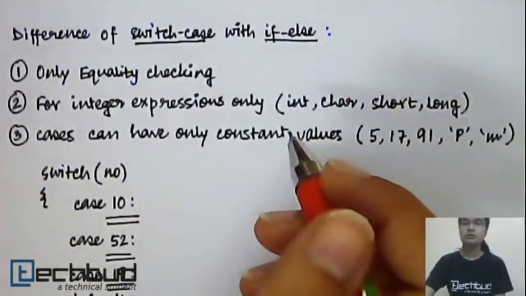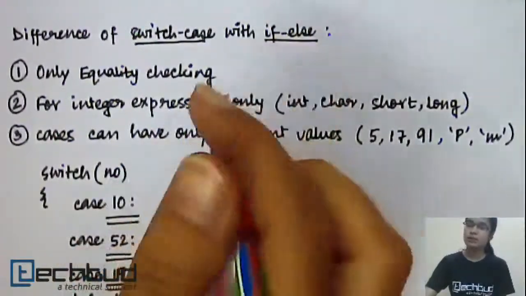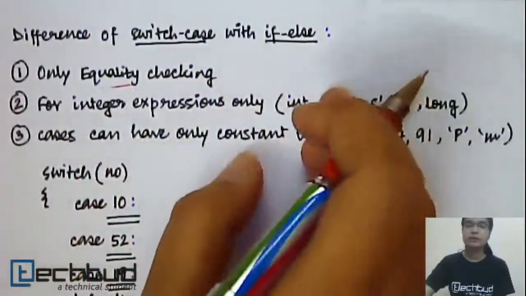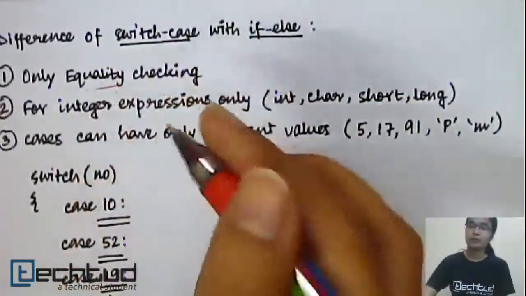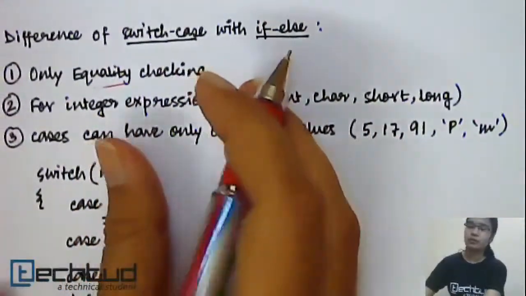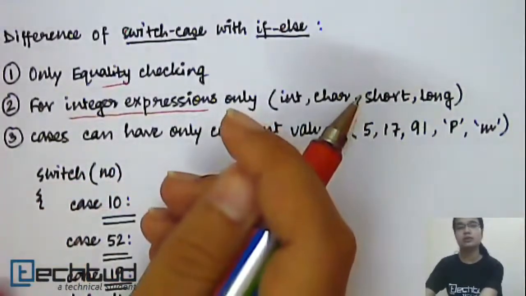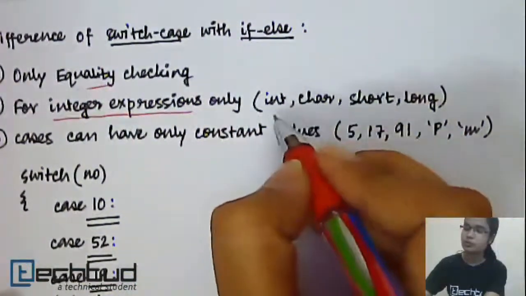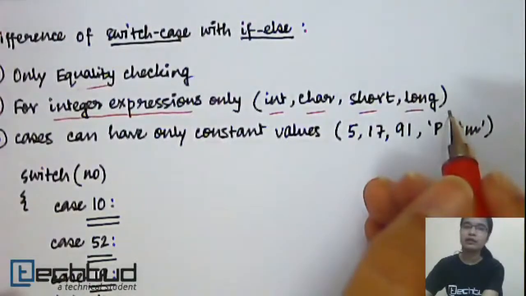So, the difference of switch case with if-else, as I have already mentioned in the switch case video: switch case can only check for equality. Okay, first point. Whereas if-else can check for equality, less than, greater than, any relational operation, right? Secondly, switch case can work only on integer expressions. Within the pair of parentheses of switch case, you can only write an integer expression, such an expression whose value evaluates to int, char, short or long. So you have to write an integer expression within the parentheses of switch.